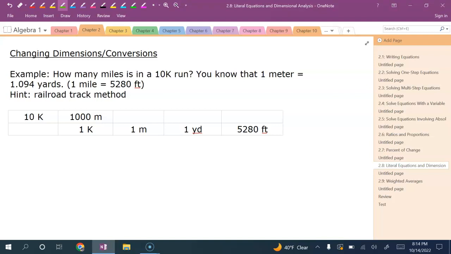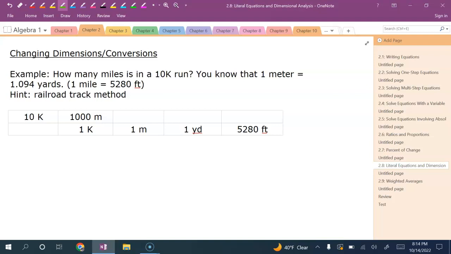An example of this would be if they wanted you to figure out how many miles were in a 10K run. Now, capital K stands for kilometers. Kilometers is something that's used within the metric system. Now, most of us are used to using our own system because here in the U.S. we don't use the metric system primarily. So what we're used to seeing is miles instead of kilometers.